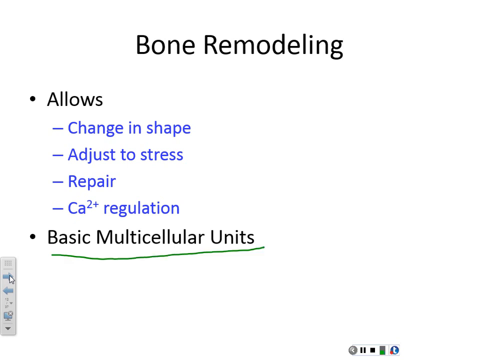Anybody know what these basic multicellular units are? What are they? Yes. So they are temporary congregations of osteoblasts and osteoclasts. Osteoblasts do the production of the matrix, and the osteoclasts do the breaking down. Because bone is not just sitting there, it's constantly being broken down and laid down. Remember we said in about 10 years, you have replaced your whole skeleton.